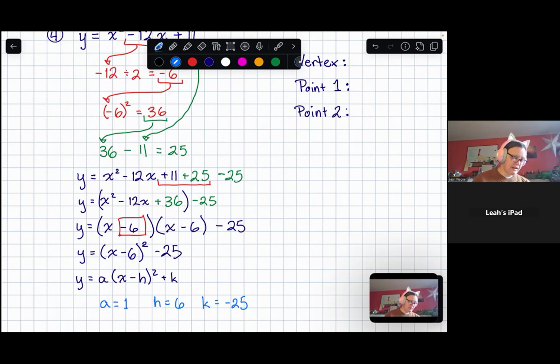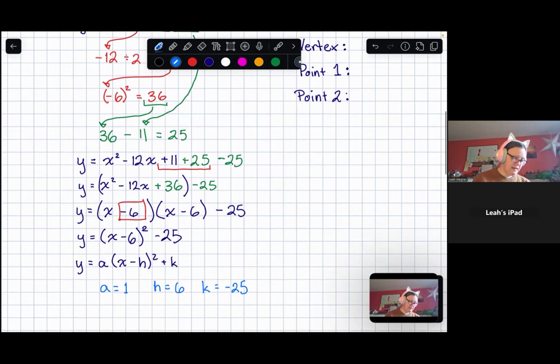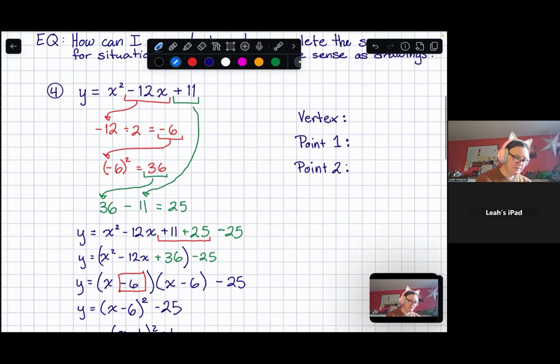So for the vertex, it's just h comma k in parentheses. That's our ordered pair for graphing the vertex. It looks like in this case, it is 6 comma negative 25.